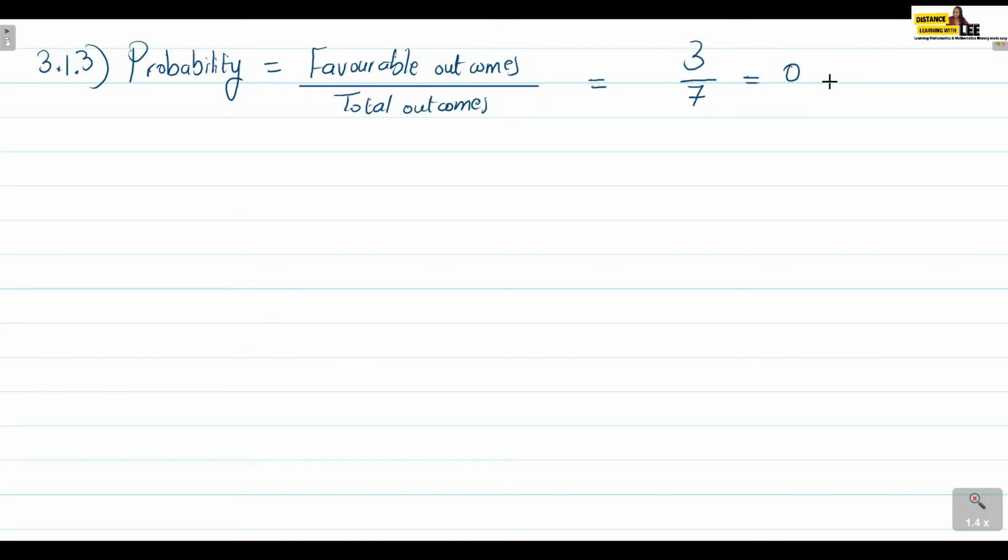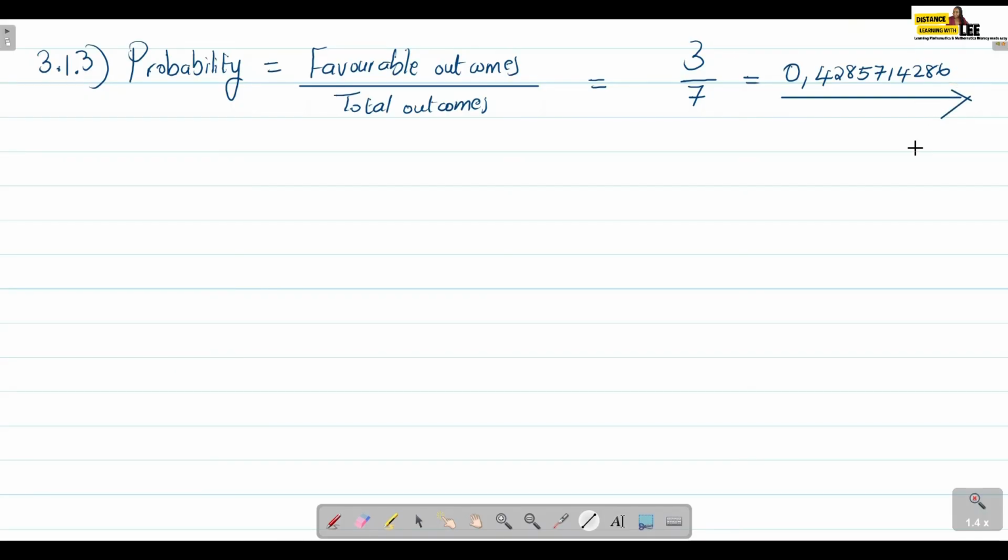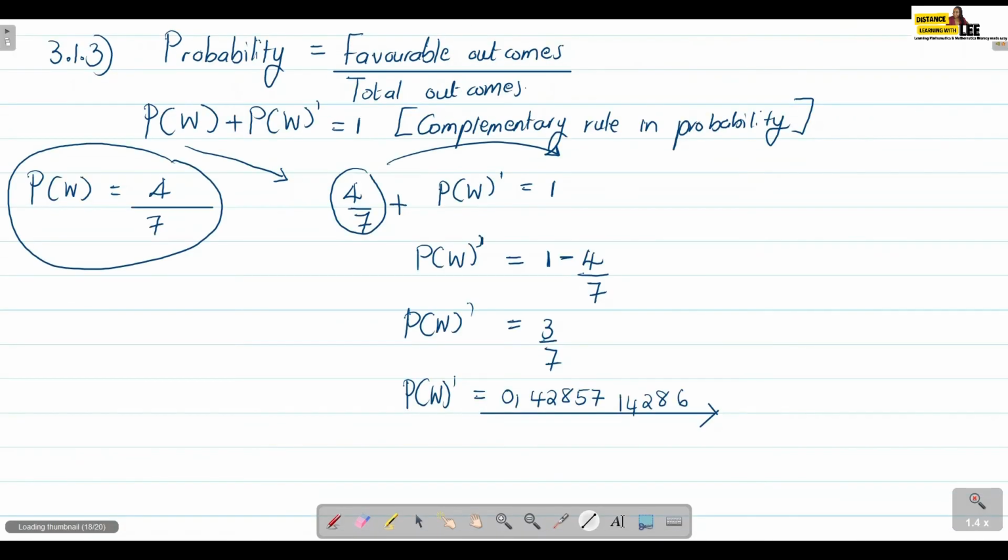You just press your SD button on your calculator and you'll find that 0.428571428. So the probability that it is not one of the window panes that can open is just 3 over 7, which is 0.428571428. Okay, so this question, I think it is a bit tricky.